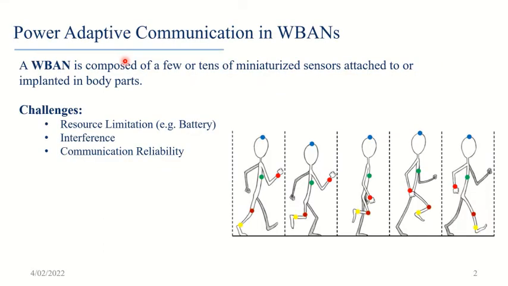A WBAN, a wireless body area network, is usually known as a small network including a few or tens of tiny sensors. The sensors are attached to body parts or sometimes implanted in body tissues. The sensors usually are in charge of measuring a physiological or vital signal and then reporting their measurements to a gateway, sometimes in communication with other sensors or other wireless devices around.